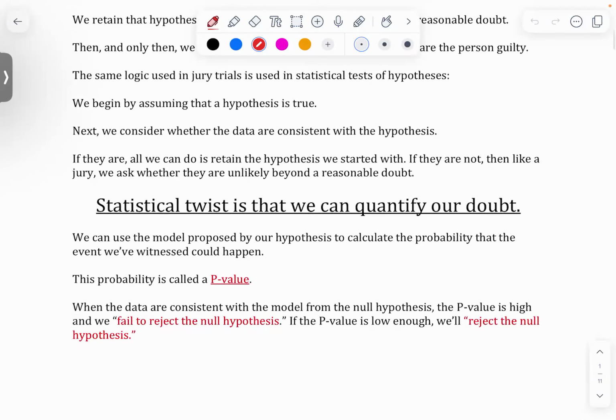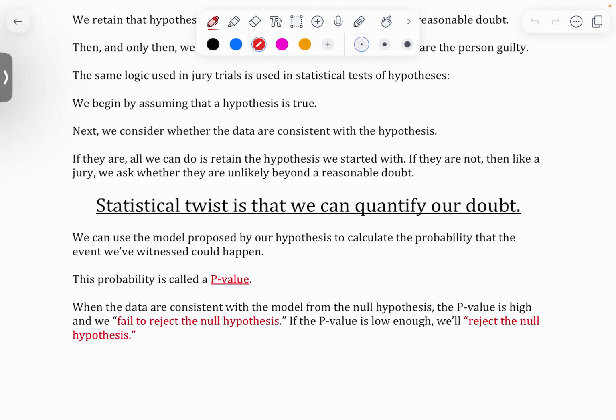The statistical twist here is that instead of beyond a reasonable doubt, we actually have a p-value, and p-value stands for probability value. This allows us to have a number associated to the chance that the defendant did not commit the crime given all the evidence. So we actually know that value. So it doesn't have to be beyond a reasonable doubt, because ideally beyond a reasonable doubt is almost a 0%. That's the idea.